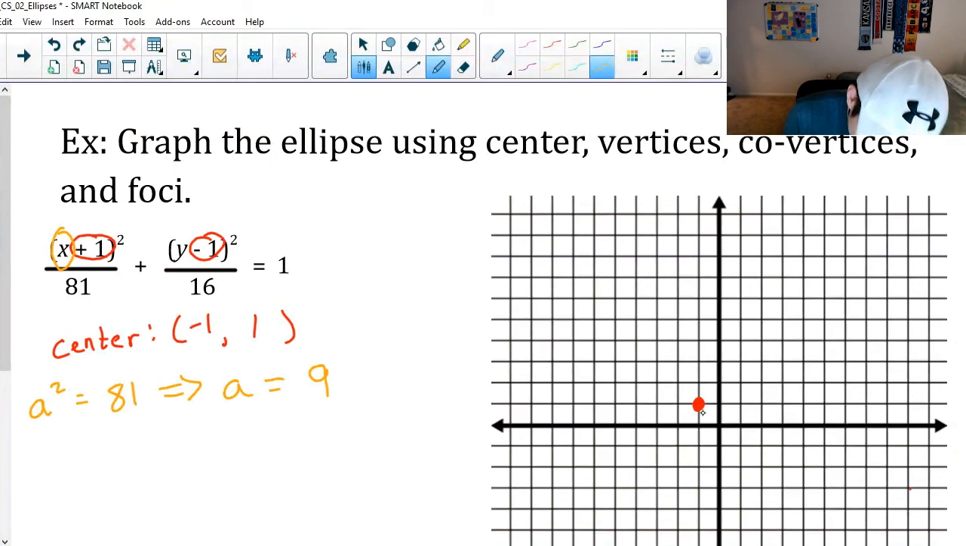And that tells me that from the center, since a is 9, I'm going to go to the right 9 and to the left 9. 1, 2, 3, 4, 5, 6, 7, 8, 9. There's one of the vertices. And there's my other vertex.